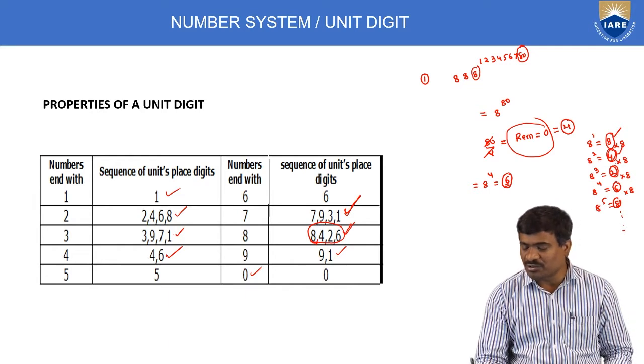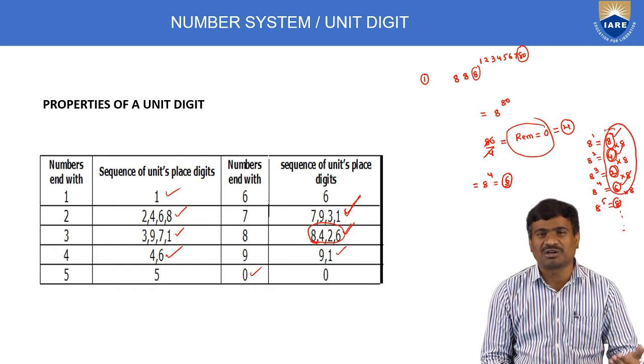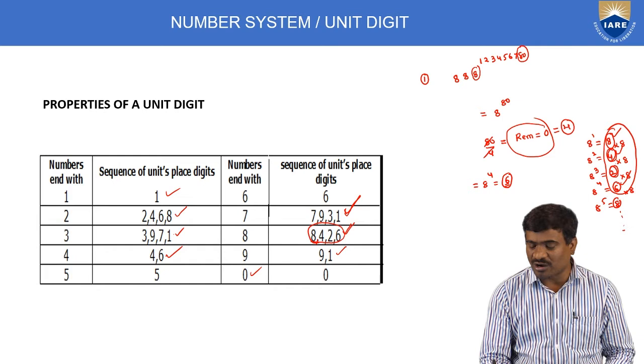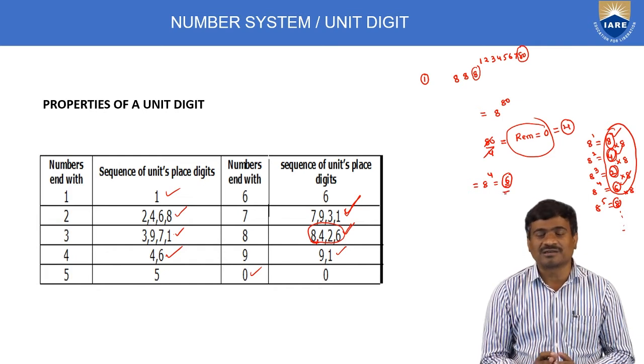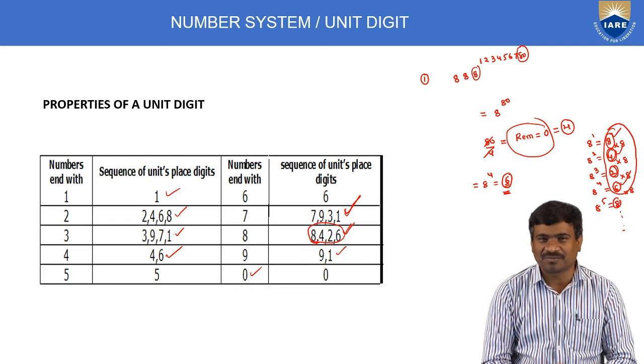When the remainder is 0, the answer is the last term of the repetition. 8, 4, 2, 6: the last term of the repetition is only 6. Therefore, the answer is 6. Here only answer 6 is correct. This is about case number 3.